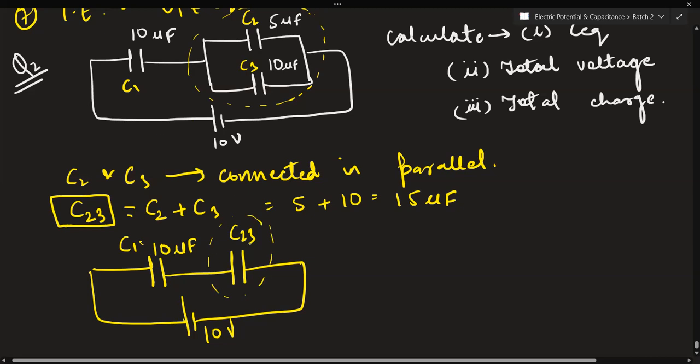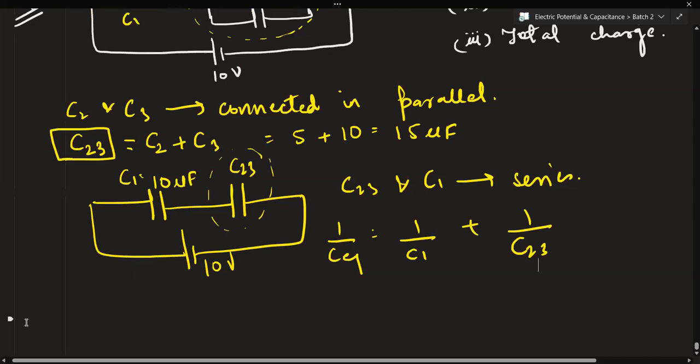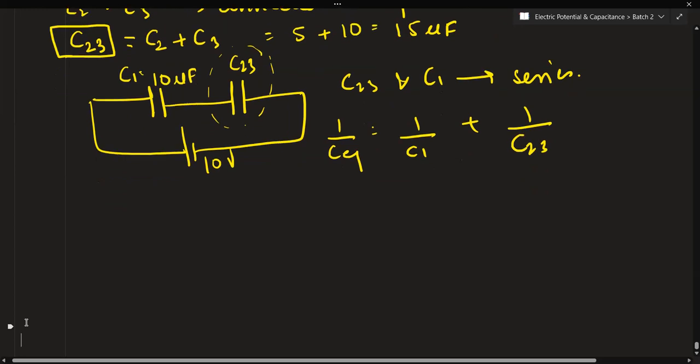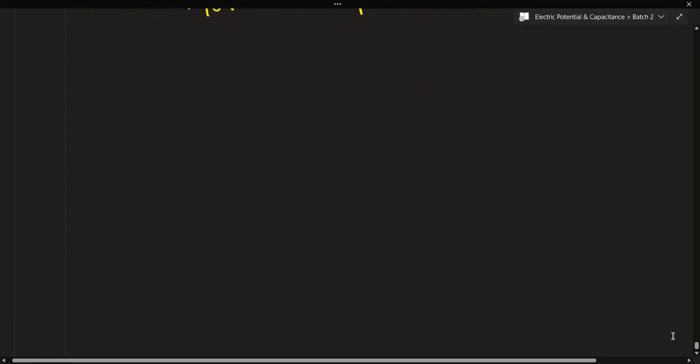All right. Now see, C23 means this combination is connected in series with C1. These are connected in series. So how do you get the C equivalent of the whole system? That will be 1 by C1 plus 1 by C23. This is how you write the net capacitance of the system. Reason is that both of these are connected in series. Now you just have to put in the values. One you are getting 10 microfarad, the other one you have as 15 microfarad.